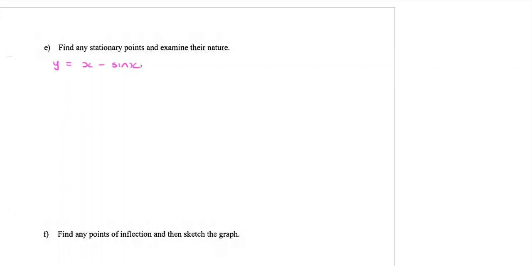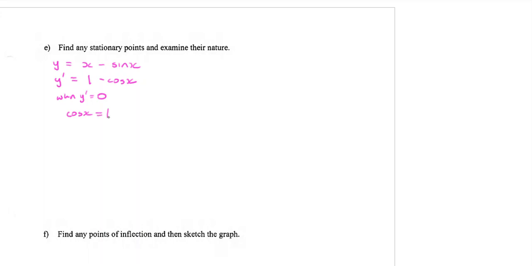But anyway, we will leave that for now. Let's differentiate this one, which is not as difficult. y dash equals, derivative of x is 1. Derivative of negative sine is negative cos. We're trying to find stationary points, so we're going to make our derivative equal to 0. So I'm going to move the cos x straight across. Cos x is equal to 1.